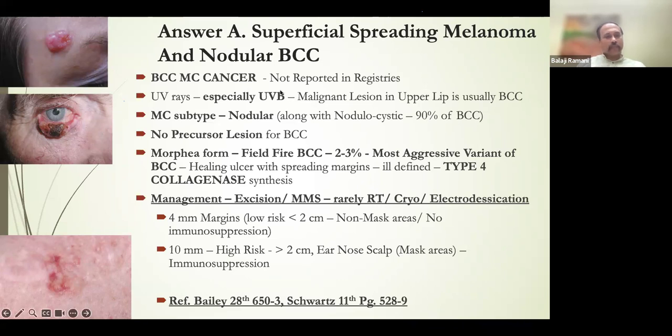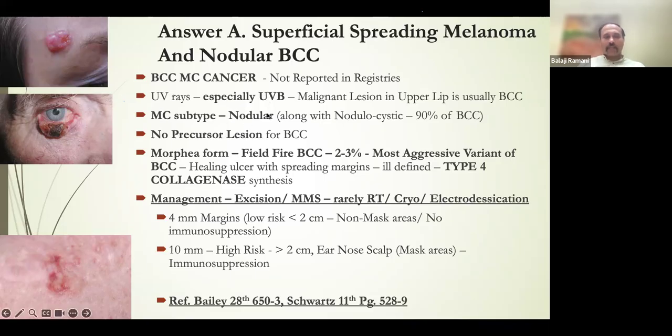So UV rays, UVA, B, C, all of them are malignant. Clinically, UVB is very significant because UVC is filtered by the ozone layer. So on the earth, what you will have in the sunlight is mainly UVB. That is important. And some special features: any malignant lesion in the upper lip is more likely to be BCC rather than squamous cell carcinoma.